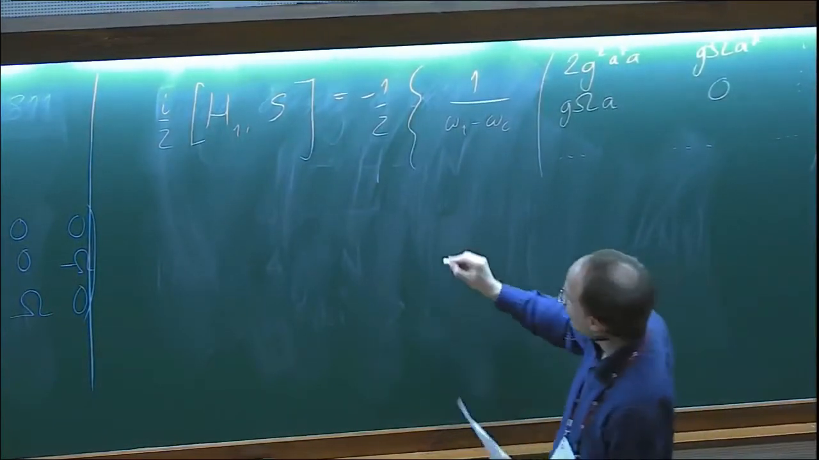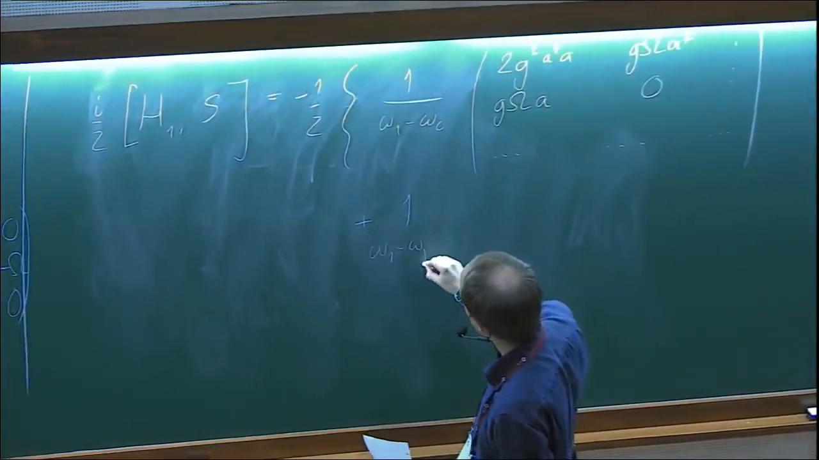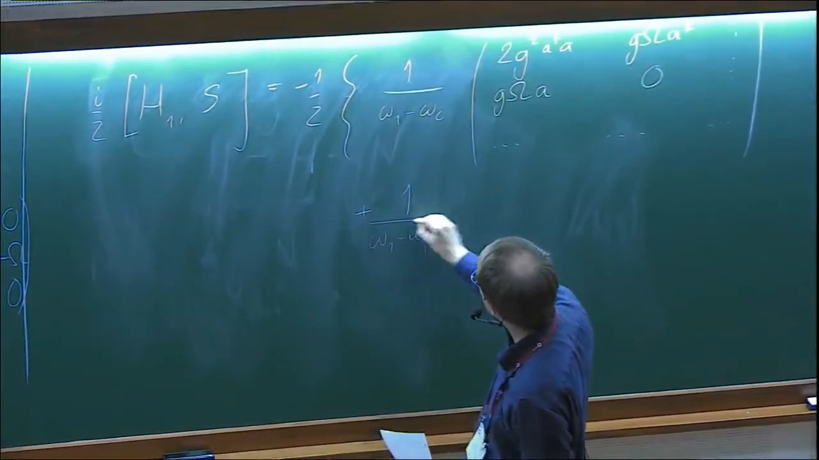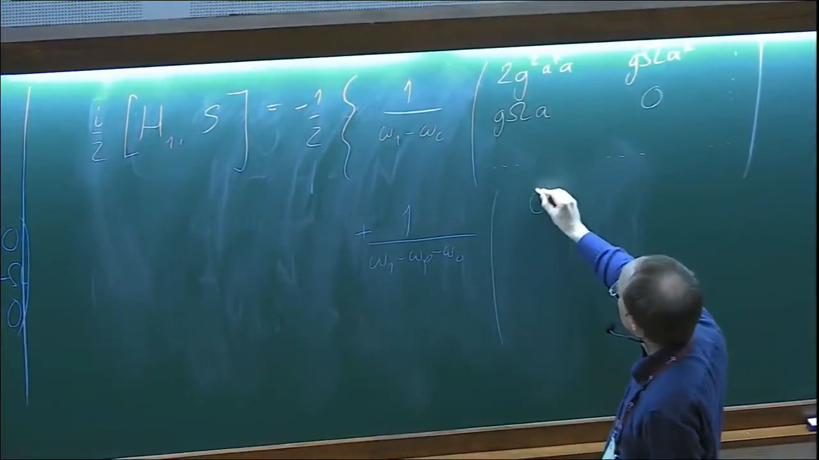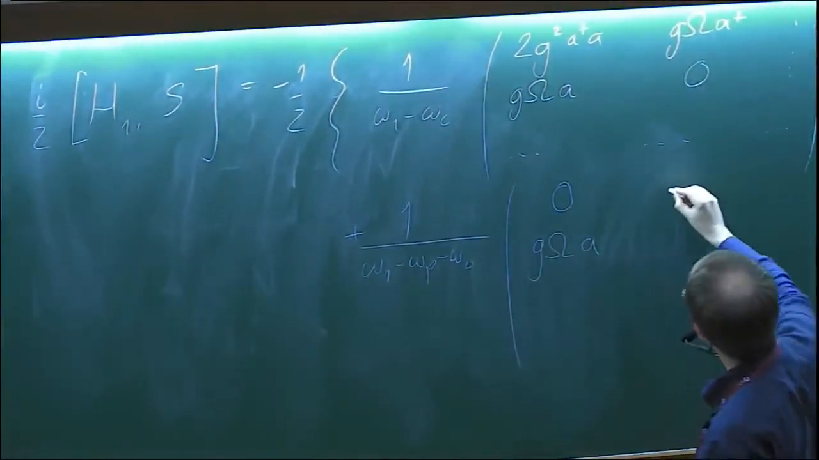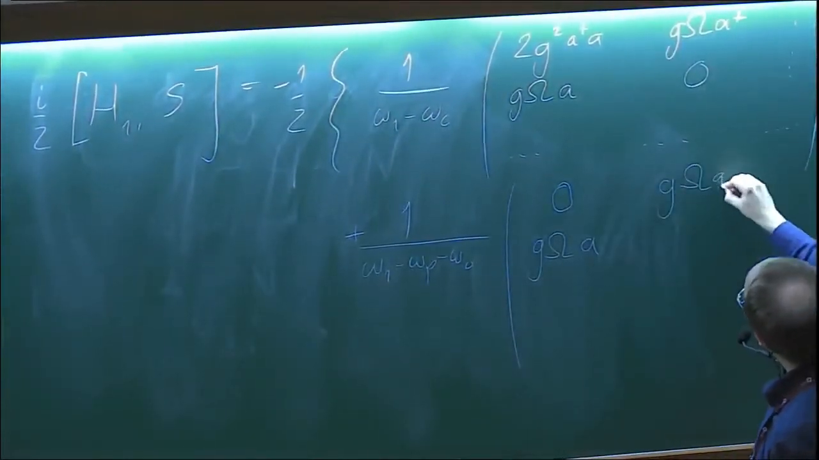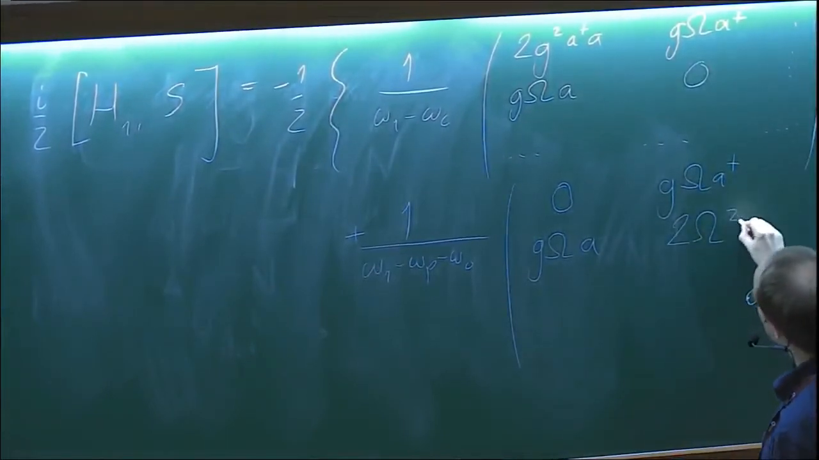And then the other contribution I get looks like 1 over omega 1 minus omega p minus omega naught, and I get a slightly different matrix here: naught here, g omega a, g omega a dagger, and in the block here I get 2 omega squared.